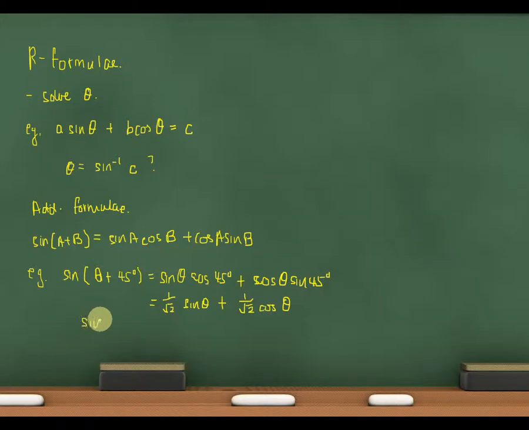So let's say it equals some constant c. Theta will be, take sine inverse of c, bring the 45 over, and theta is solved. So this brilliant guy came out with this from the addition formula. He saw a pattern, and this will become the R formula.